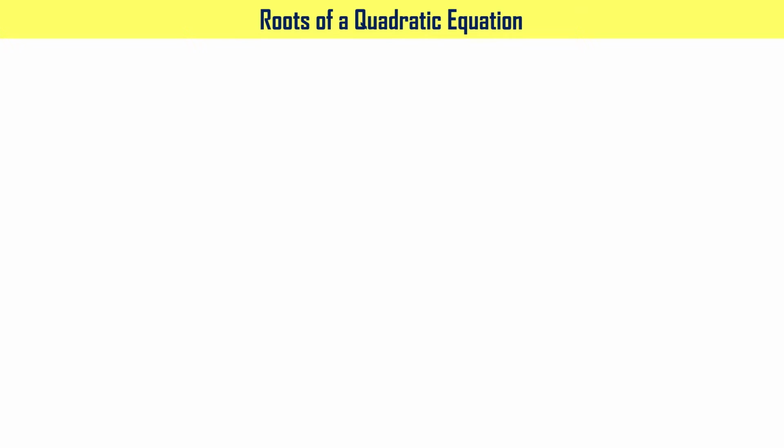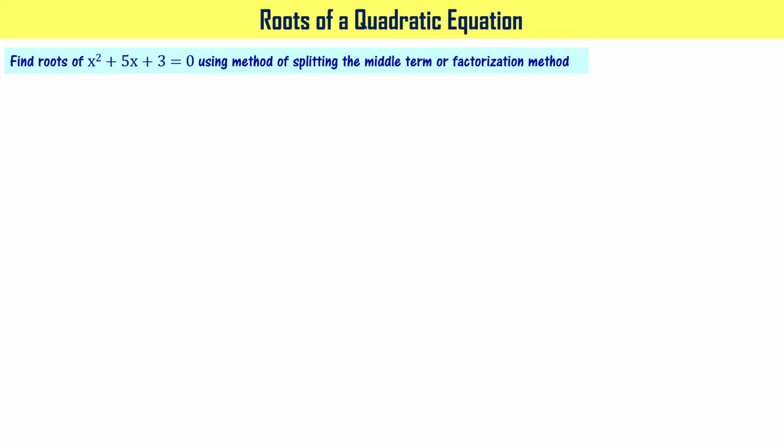In the previous video, we learned about finding roots of a quadratic equation using the factorization method or split the middle term method, right? Now I have a question for you. Can you find roots of x square plus 5x plus 3 equal to 0 using the factorization method you have learned in the previous video?